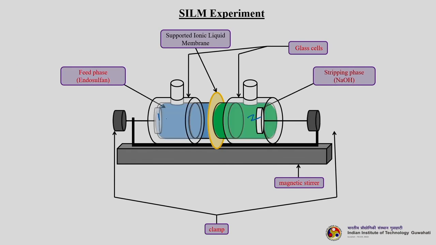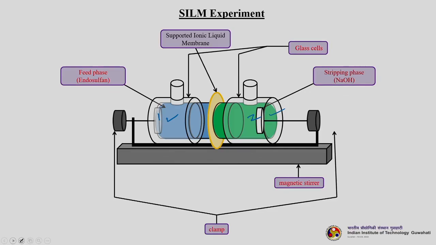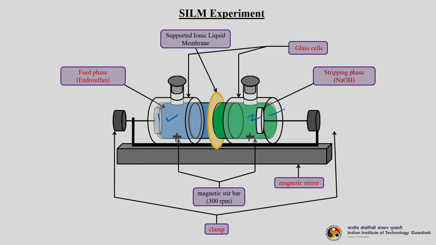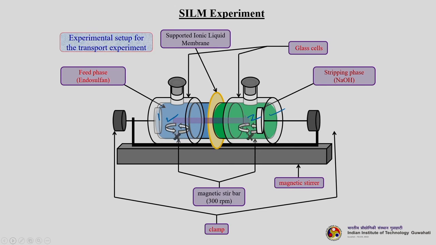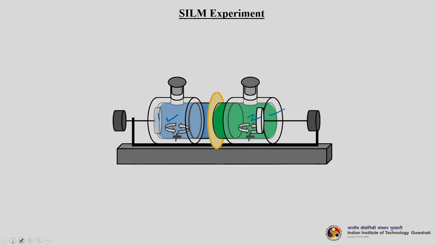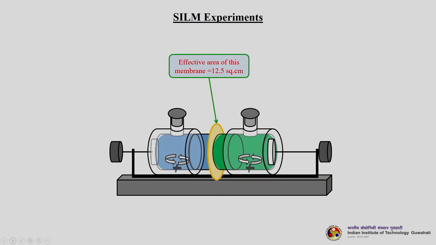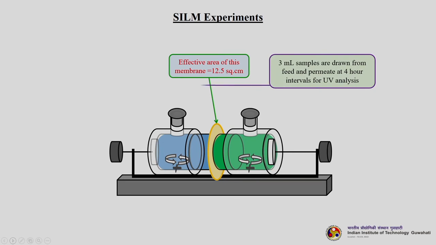We transfer the feed phase here and the receiving phase here. The feed phase is endosulfan in aqueous medium and the stripping phase is sodium hydroxide. Then it is stirred with a magnetic stirrer bar, the cell is closed, stirring takes place, and your diffusion will start. This is the experimental setup for the transport experiment. The membrane area is 12.5 square centimeter, a small membrane area at lab scale. 3 ml samples are drawn from feed and permeate at 4-hour intervals for UV analysis.